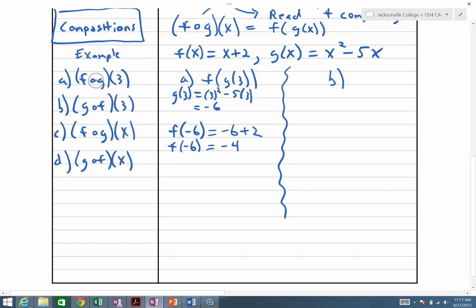Thus, this entire statement, F compose G of 3, is equal to negative 4. We've just taken 3 and put it in G. Whatever comes out, we put in F. All right, let's look now at the similar looking statement, G of F of 3.